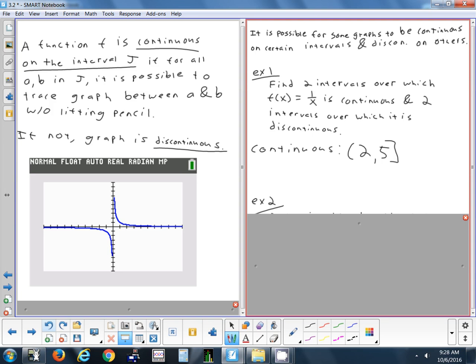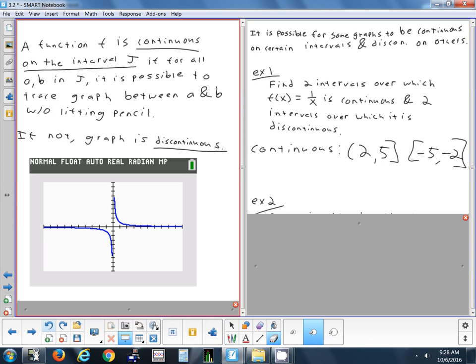-5, which is -1, 2, 3, 4, 5. So -5 to what number? -2, right about there. I can definitely trace between those 2 points without lifting my pencil. And this time I decided to go exactly from -5 to -2, and I included them. But it doesn't matter whether you include them or not.